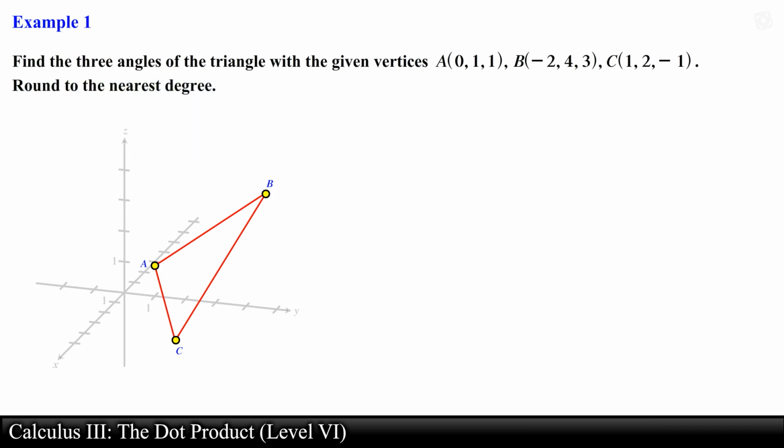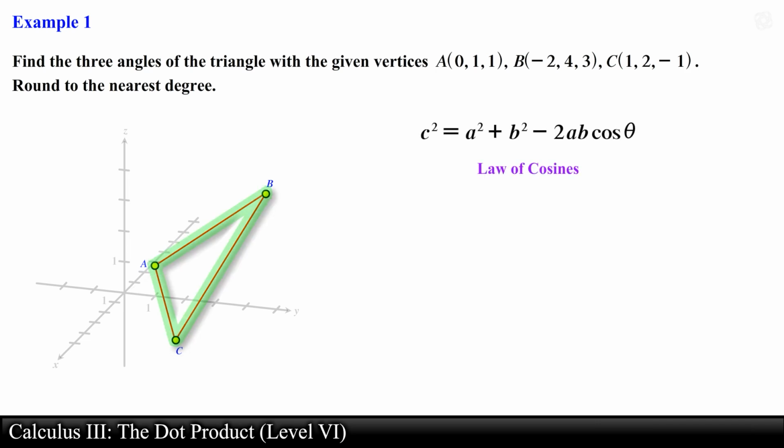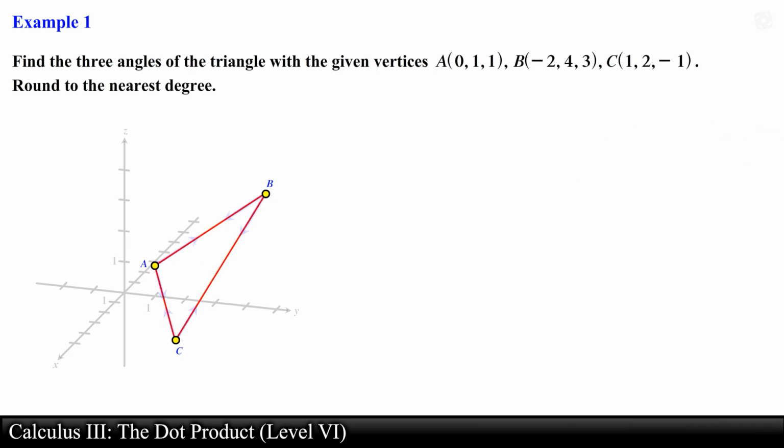One way in which you can find all 3 angles is by finding the length of each side of the triangle and use the law of cosines. For this problem, we are going to do something a little different and actually use vectors to find the angles. Using points A, B, and C to denote the angles of the triangle, we will go ahead and find the components of the vectors that form each angle.